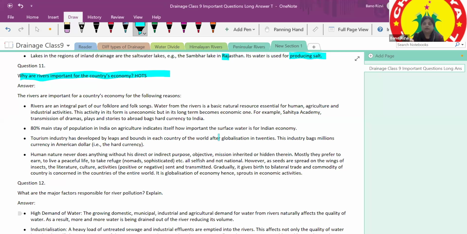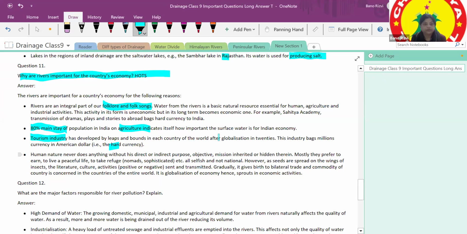So why are rivers important for our economy? If it is a long answer, you have to give an explanation. There are folklore and songs. Also, 80% of the mainstay is agriculture, so we need water for them. Next is the tourism industry.